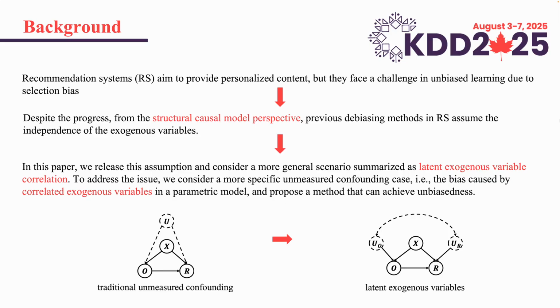Despite the progress, previous debiased methods assumed the independence of the exogenous variables. In this paper, we release this assumption and consider the bias caused by correlated exogenous variables in parametric models, and propose a method that can achieve unbiasedness.